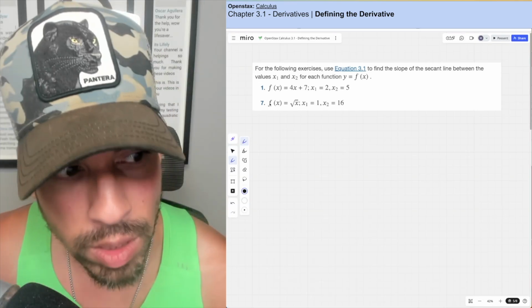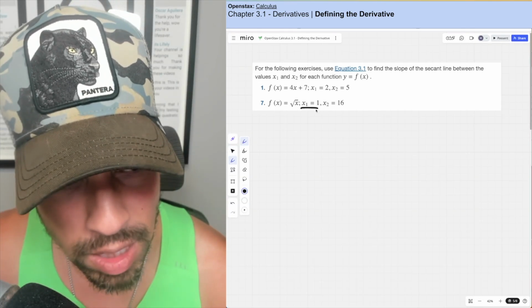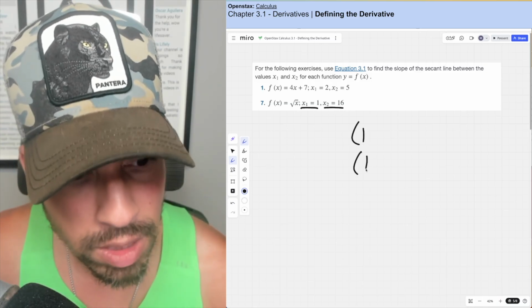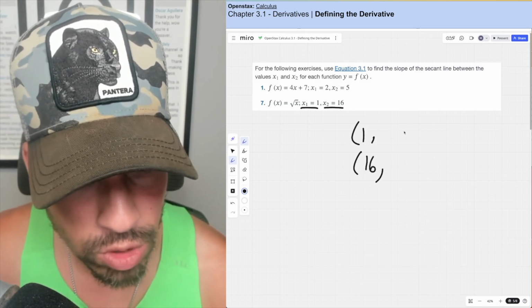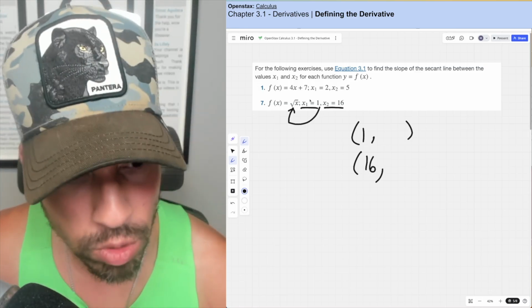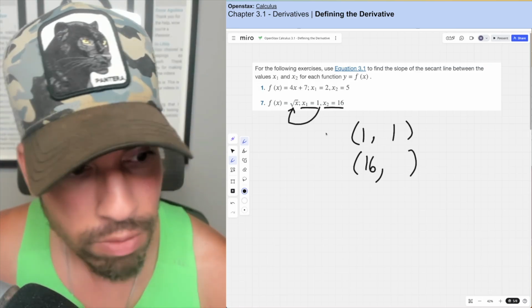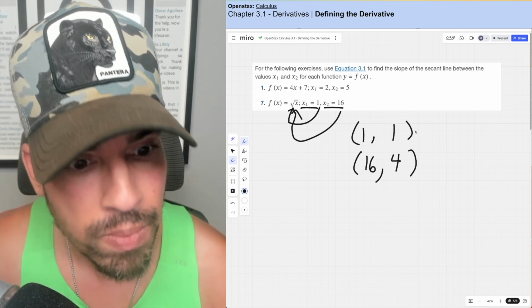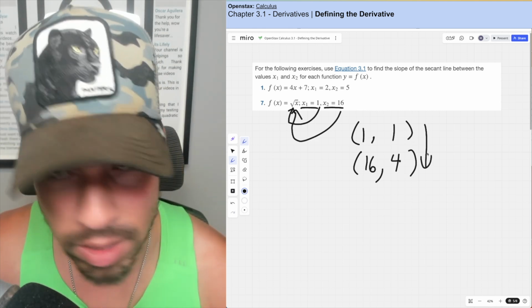Done. Now we want to get, for number 7, the slope of the secant where x is 1 and x is 16. So I just need to find the corresponding function values and then calculate slope. So I'm going to plug in 1 here for x. Square root of 1 is 1. For 16, square root of 16 is 4. Okay, so now we're going to subtract down and calculate the slope.